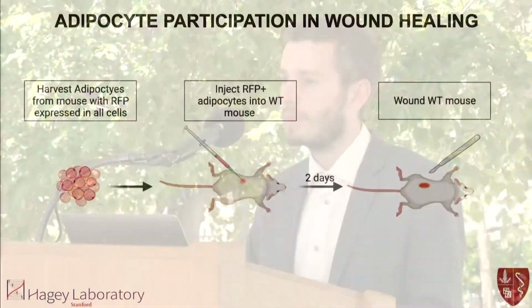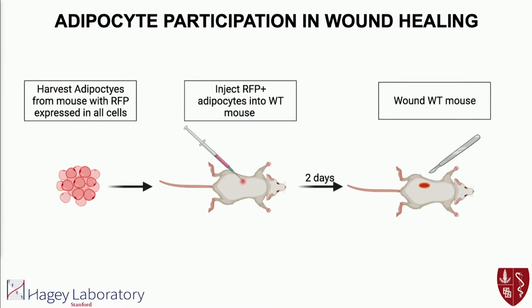The first thing we did was we took an RFP mouse, a mouse that expressed red fluorescent protein in all of its cells, and we took out the fat cells and we injected those into a wild-type mouse. After a couple days, we injured an area around that injection site.